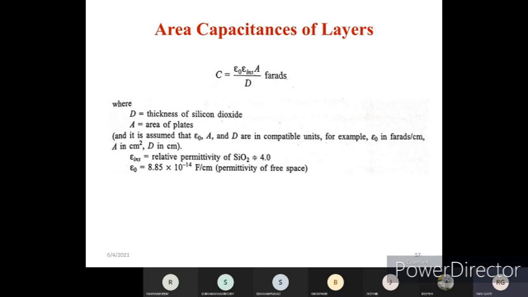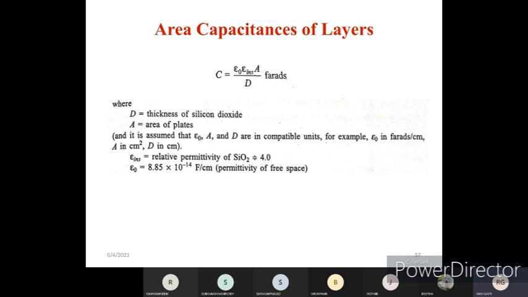What do you mean by A? A is the area of the parallel plate capacitor, and D is the thickness of the silicon dioxide. So what is the thickness of the silicon dioxide you have deposited on top of the substrate? This silicon dioxide will also act like a dielectric.